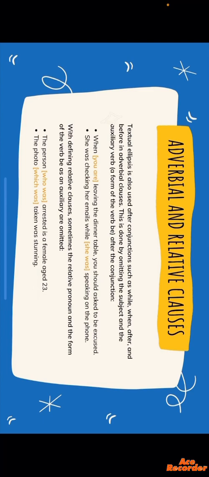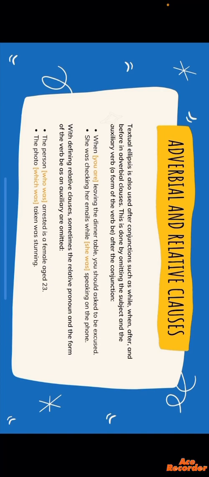Now then we have adverbial and relative clauses. Textual ellipsis is also used after conjunctions such as while, when, after, and before in adverbial clauses. This is done by omitting the subject and the auxiliary verb, a form of the verb be, after a conjunction. When you are leaving the dinner table, you should ask to be excused. Here we can omit you are, and instead of saying it, we say, when leaving the dinner table, you should ask to be excused.